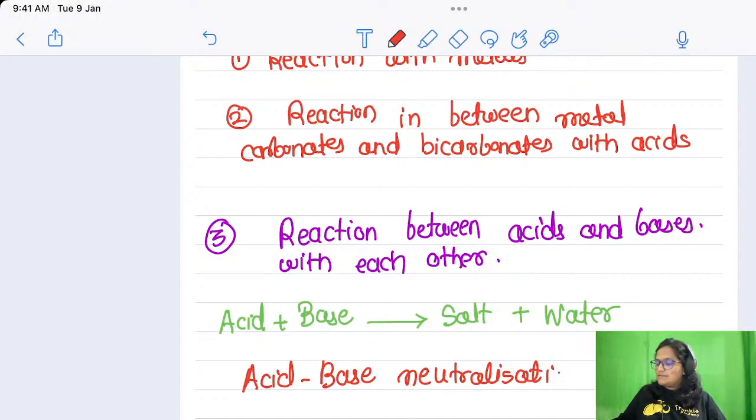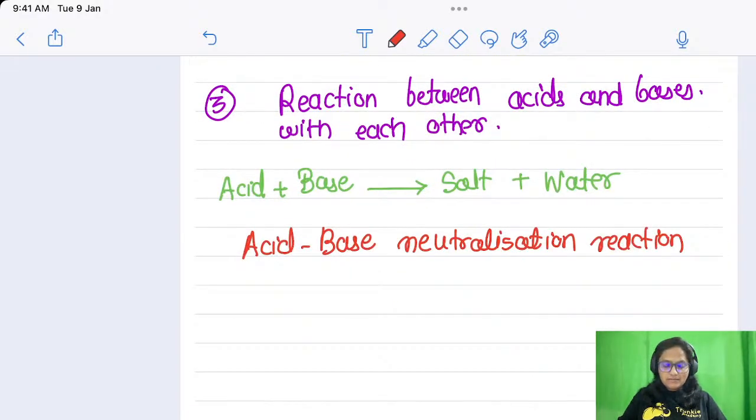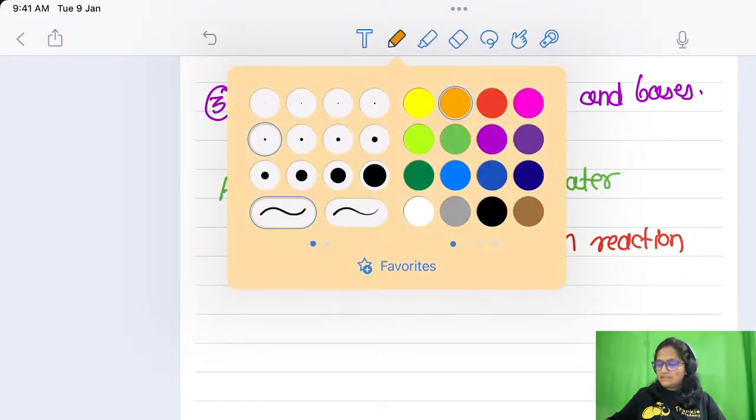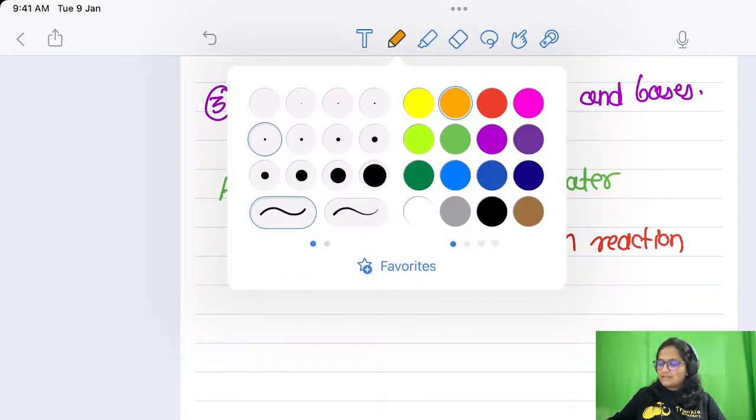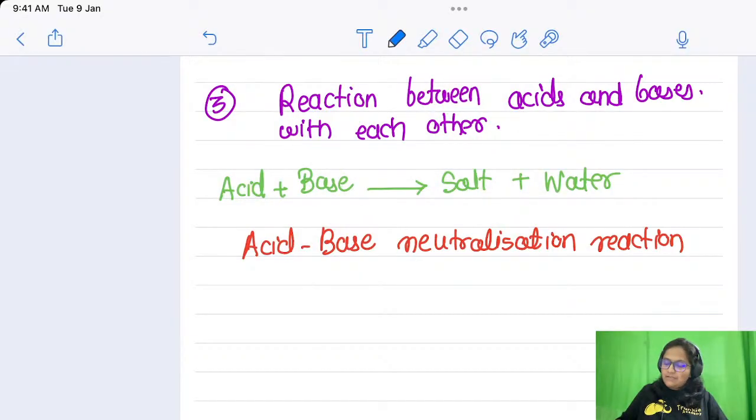Acid-base neutralization reaction: acid will react with the base and will give you the salt. Salt is neutral and therefore this is a neutralization reaction. Let us see some examples. I'll write down a few examples here and tell you how to write down the products.